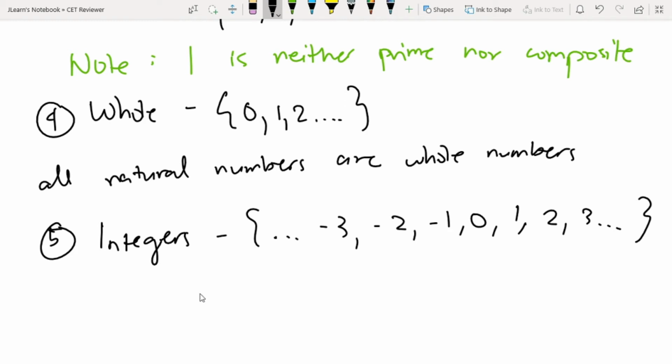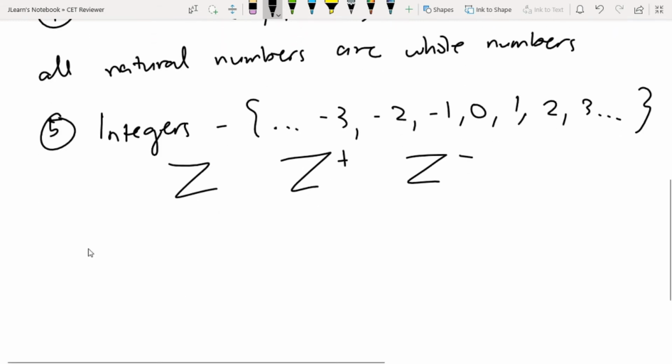Okay? So, we represent integers as Z. Okay? So, yan yung set of all integers. Kung gusto mo naman set of all positive integers lang, you do Z, then plus. Kung gusto mo naman yung negative lang, then Z minus. Okay? Pero kung gusto mo lahat, then just put Z. Okay? So, sa integers, wala pa yung mga fractions, di ba?